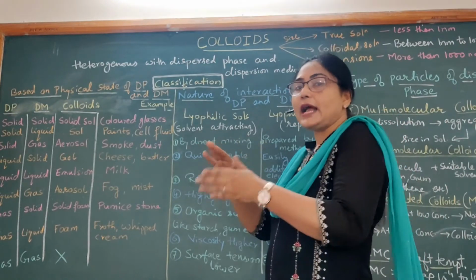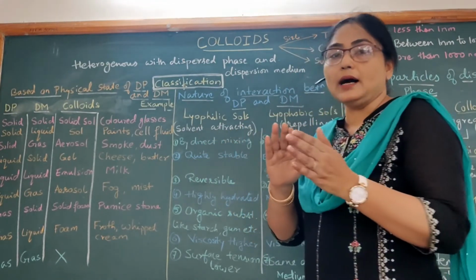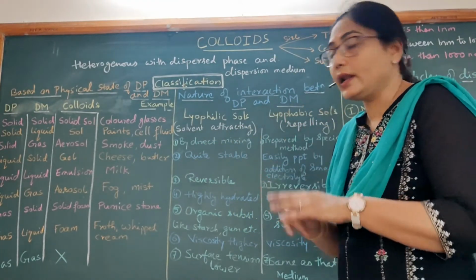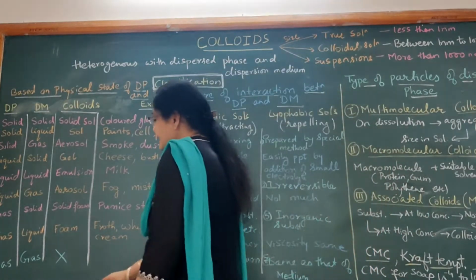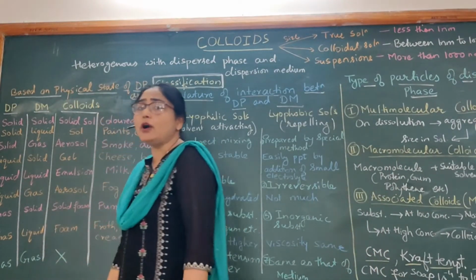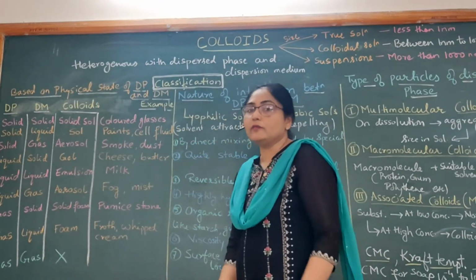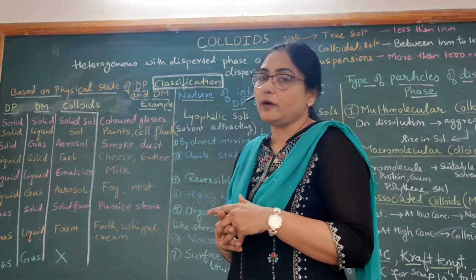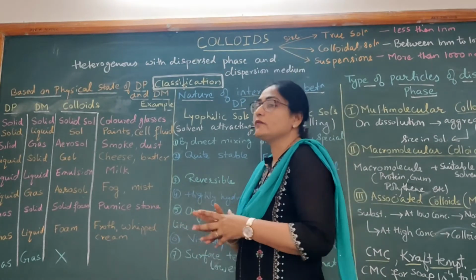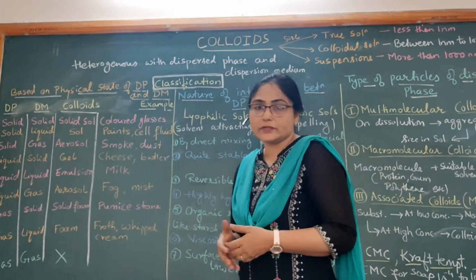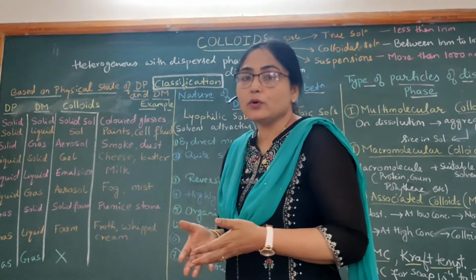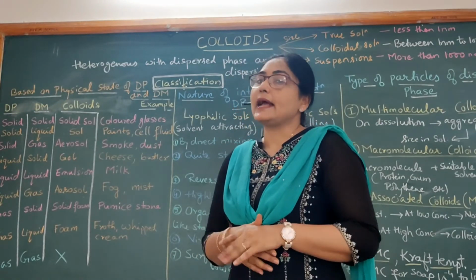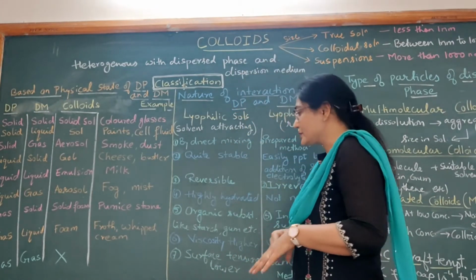Now, everywhere we have seen combinations of solid, liquid, liquid, solid, but in terms of gas and gas, a colloid cannot be formed, because this combination will not give you a heterogeneous phase. It is going to give you a homogeneous phase. So gas and gas is not a type of colloid.